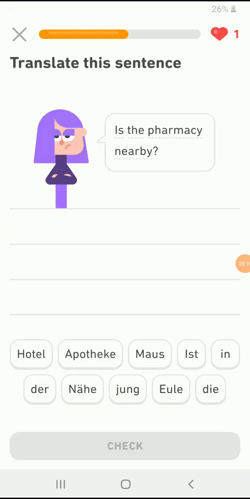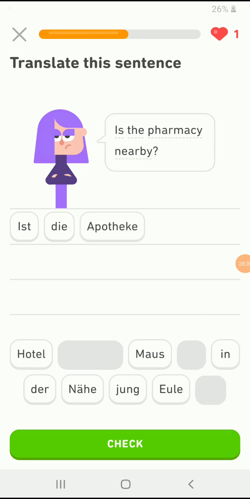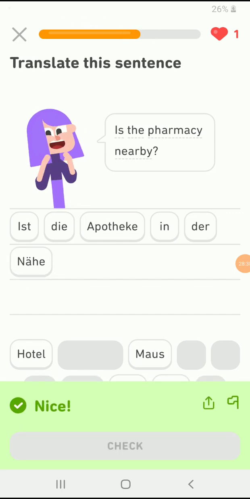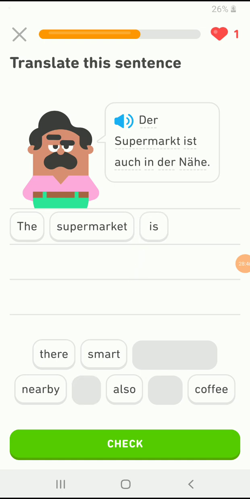Is the pharmacy nearby? I think it's going to be either one or the other. You think pharmacy is feminine or not? I think die Apotheke. Ist die Apotheke in der Nähe? Der Supermarkt ist auch in der Nähe. So, the supermarket is also nearby.